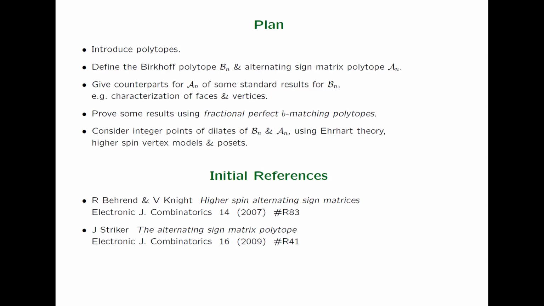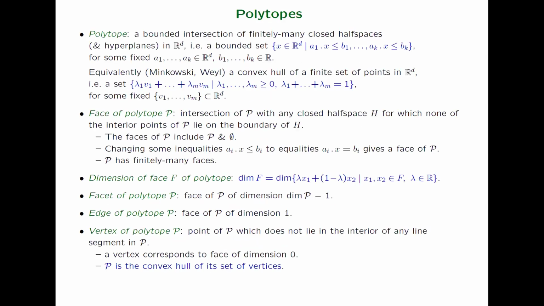Okay, so starting with polytopes. What is a polytope? Well, you can define it as a bounded intersection of finitely many closed half spaces in Euclidean space R^d. So it's important that this intersection is bounded. The half spaces are just these linear inequalities here. So for vectors a1 up to ak in R^d and real numbers b1 up to bk, we take these linear inequalities a1 scalar product with x less than or equal to b1, etc. And that gives us a polytope.